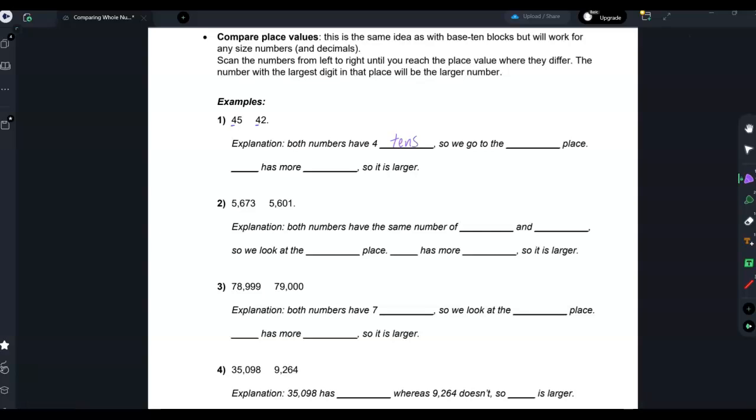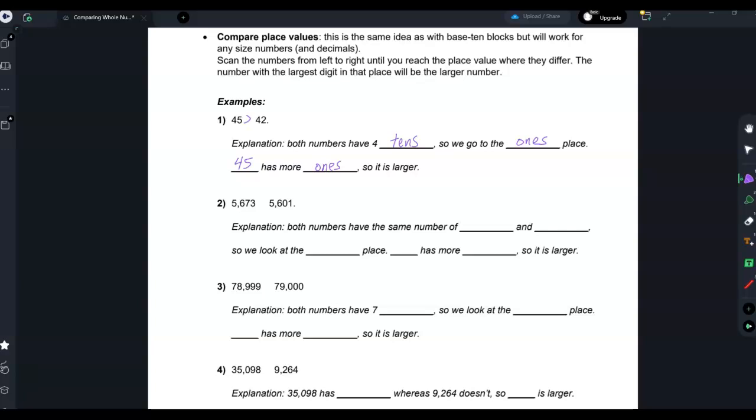And so because they're the same there, then we would move on. If we were using the pictures, we'd move on to the units. We'll just say ones since we're not actually using the pictures. So then we move on to the ones place. And once we move on to the ones place, we can see that, oh, this one has 5 ones, this one has 2 ones, 5 is more than 2, right? So because they had the same number in the tens place, we would use the ones. And in this case, we say 45 has more ones, therefore it's larger. So I'm going to use the greater than symbol here.